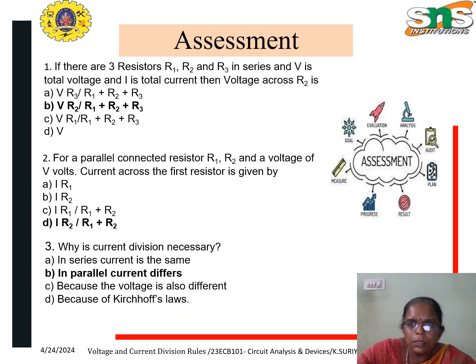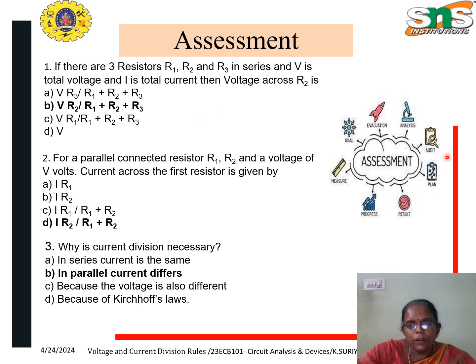Hope you understood the voltage division and current division rules. Let us take up some assessment questions. If there are three resistors R1, R2 and R3 in series, and V is the total voltage and I is the total current, then the voltage across R2 is, as you know, total voltage into corresponding resistance divided by the sum of the resistances. So the answer is V into R2 divided by R1 plus R2 plus R3.